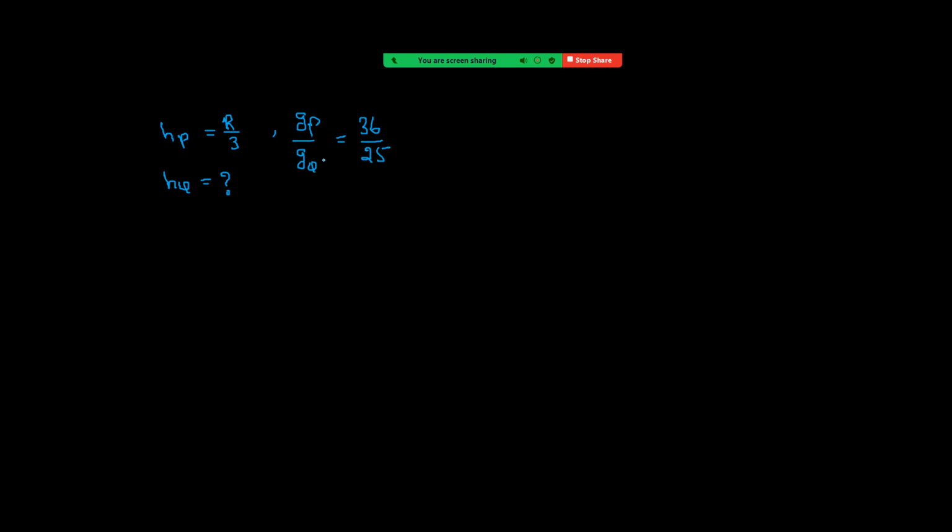Right. See what we can do here. We know how the g value changes with height. It is equal to g into the square of R upon R plus H. That means see here what we get now from this.